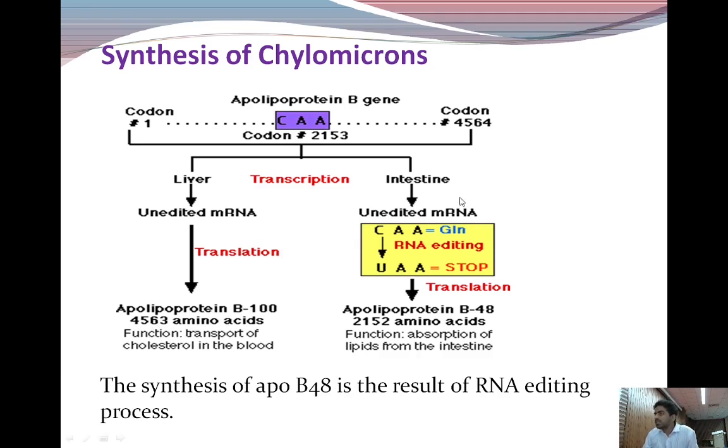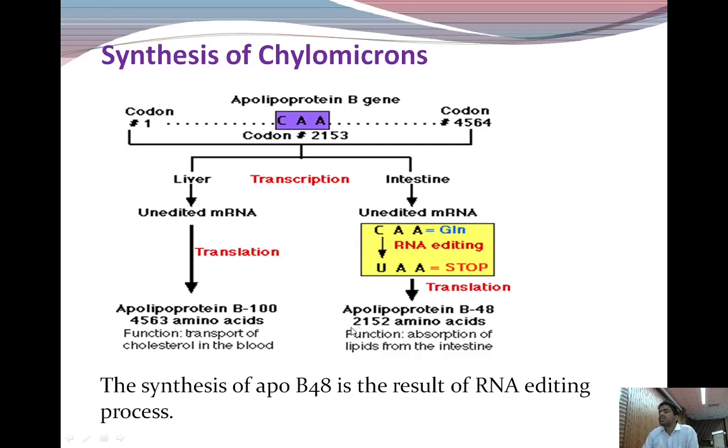But when the same translation is happening in the intestine, in this mRNA, instead of CAA, UAA gets added during the translation. So instead of formation of the complete ApoB protein, which would have contained 4563 amino acids, the translation stops at the 48% level.